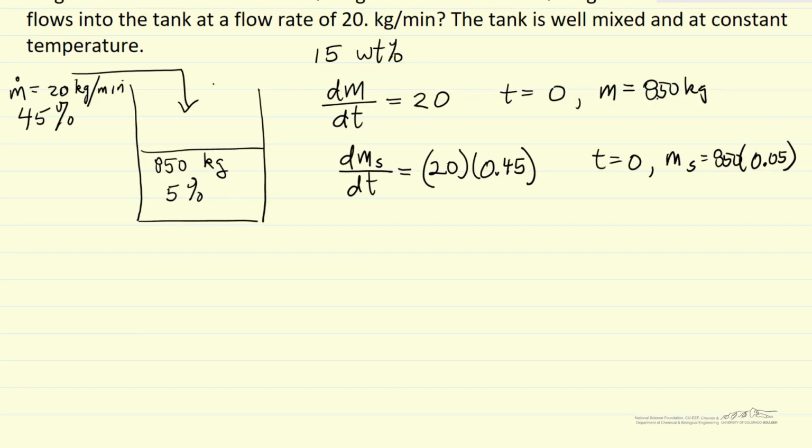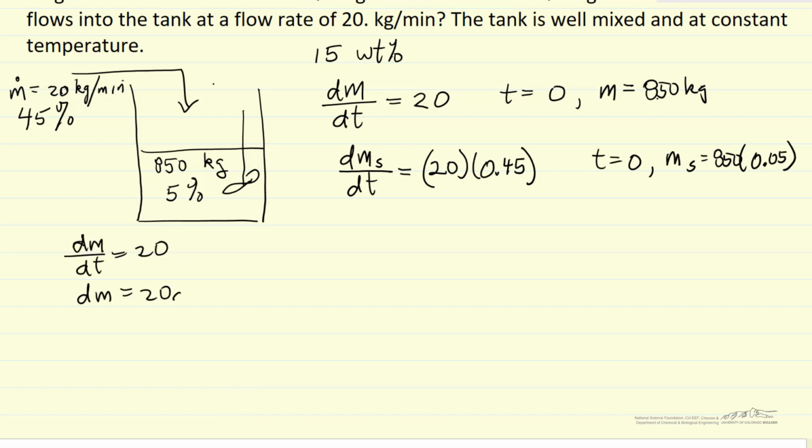Now, I should point out that the tank is well mixed, so the concentration is uniform. Essentially, we have in the tank a stirrer that's mixing up the solution. So if we look first at the overall mass balance, the change in the mass in the tank is 20.